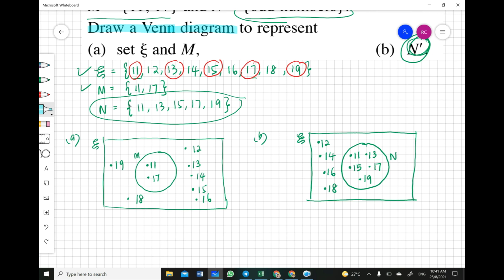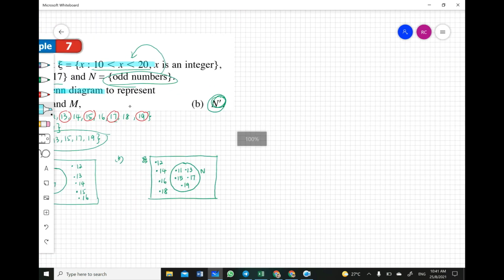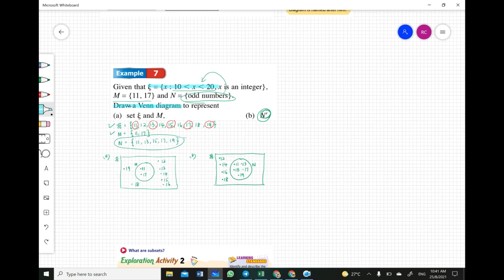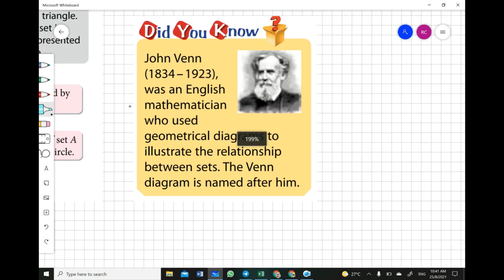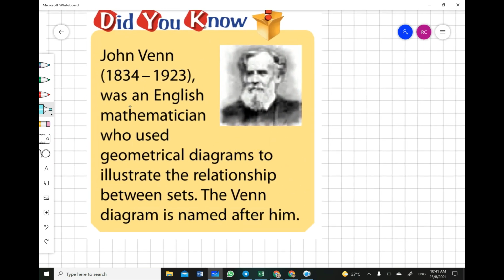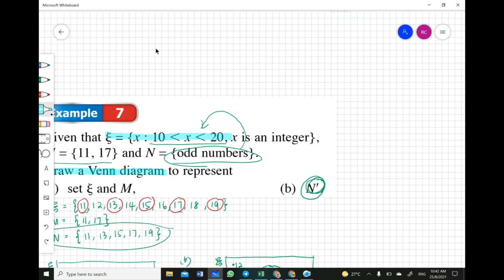Why don't we call it another name? I don't know. You don't know because there is already a mathematician involved here. The name of this mathematician is John Venn. He was an English mathematician who used geometrical diagrams to illustrate the relationship between sets. That's why the Venn diagram is named after him. You see the word Venn? John Venn. Okay? So they derive it from his name.